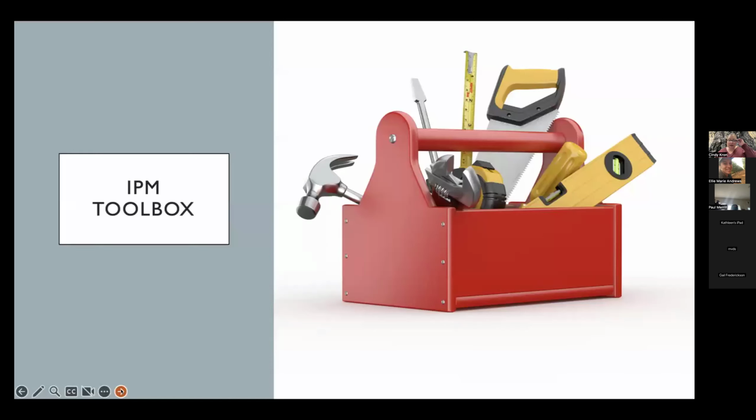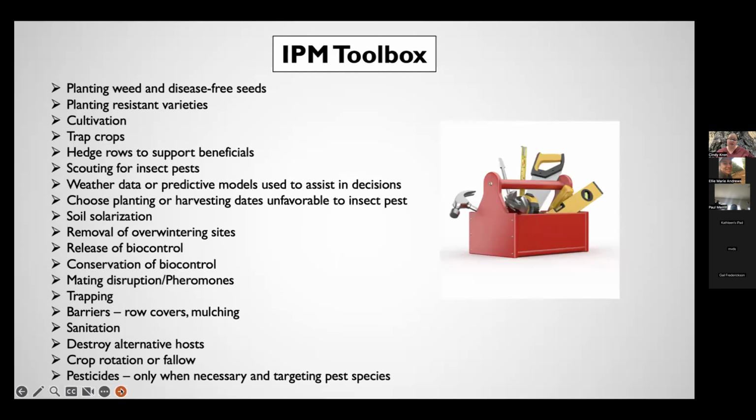So we try to think of IPM as this toolbox. And here we are with our toolbox. And we have a hammer and a saw and a screwdriver. And so if I have a nail and I need to nail the nail into the wall, I'm not going to take out the screwdriver to do the job, right? I'm going to take the hammer to do the job. So the idea is that you need to grab the right tool for the right job. And there's a lot of tools. And so this is a list of tools.